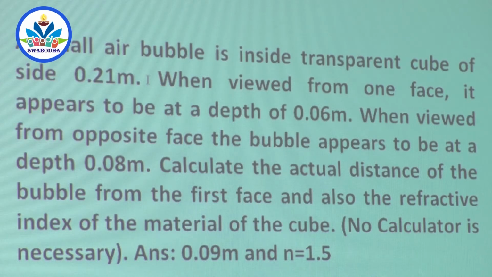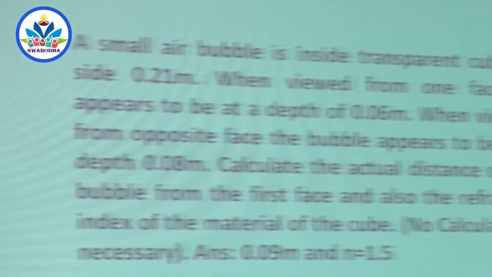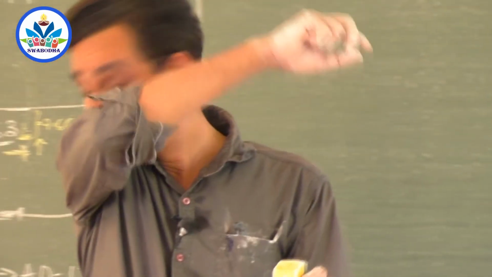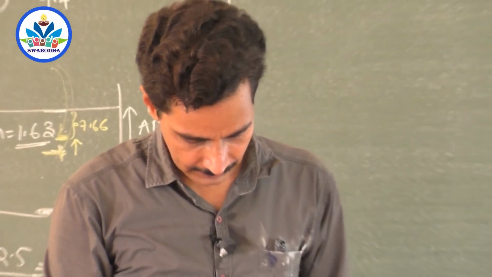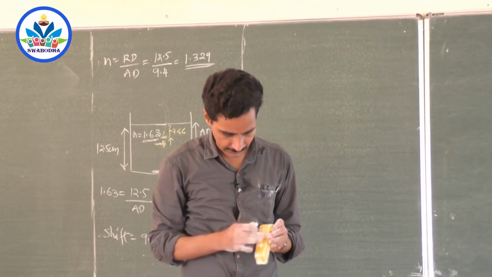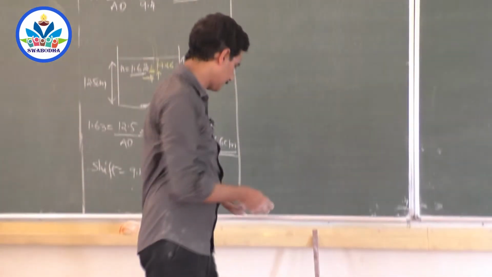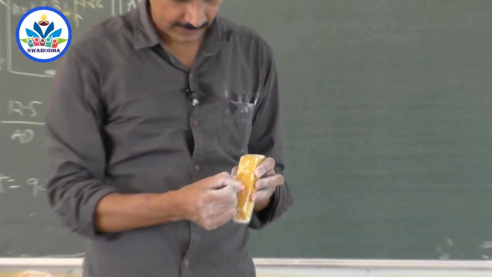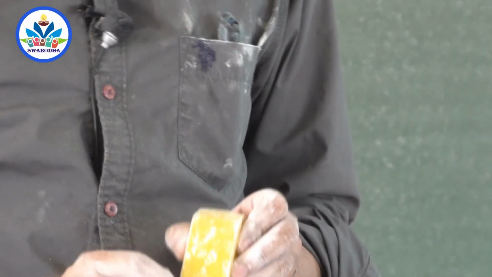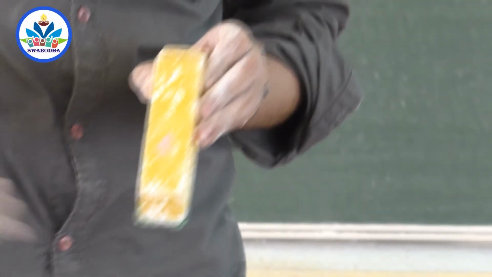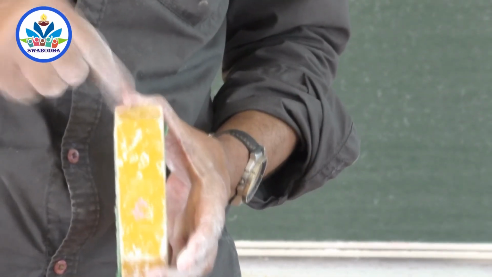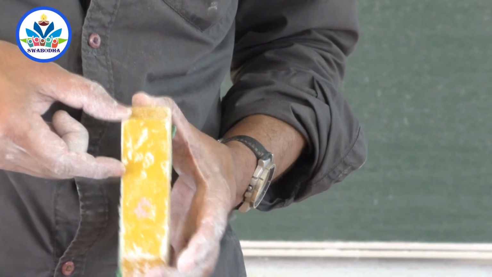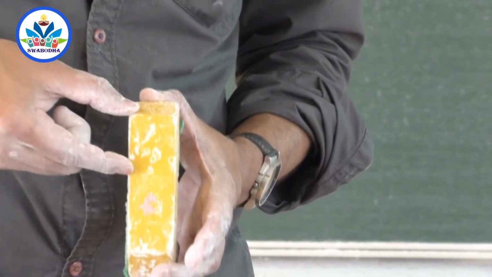Now, coming back to this explanation. Suppose you have a glass cube like this, a transparent glass cube. I will give you the data when I solve the problem. Now, suppose this is some object inside the glass cube, say an air bubble. Remember, that object or air bubble need not be exactly at the center. It may be at some other place. So when I view this air bubble from this side, it appears to be shifted somewhere here. Now this is the real depth and this is the apparent depth.